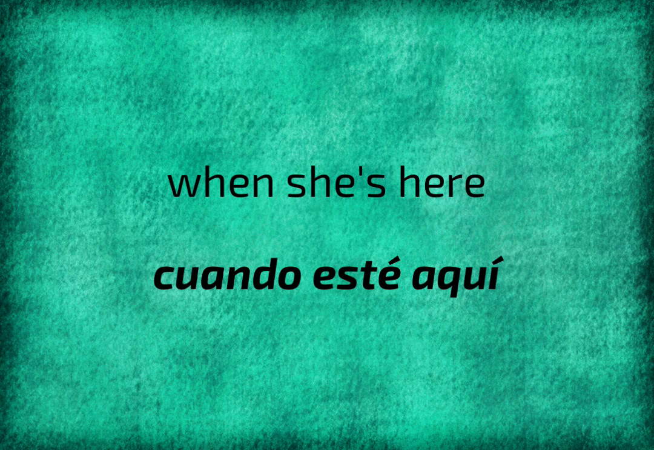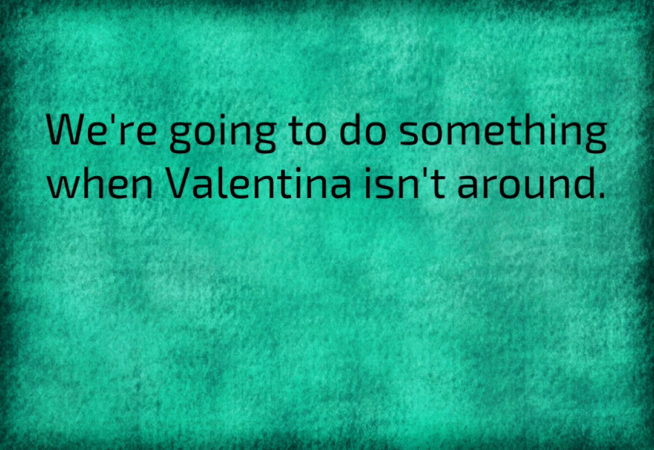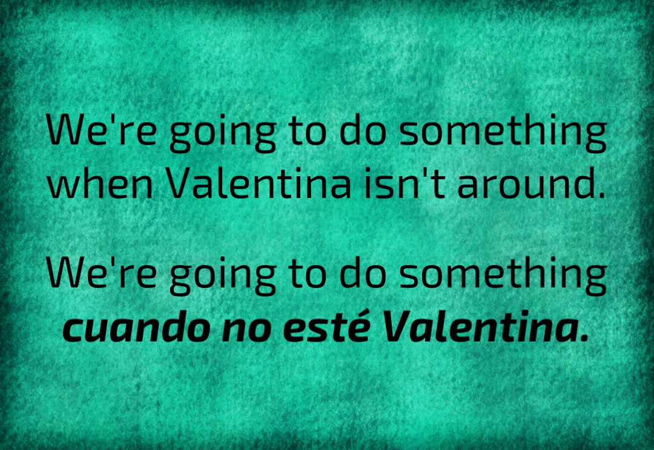Now, if you change the sentence around and replace cuando with almost any other conjunction that we've learned, the mood changes back to the normal verb mood. It wouldn't be a subjunctive after that. This is basically just a weird thing that cuando does. So here's an example. We're going to do something when Valentina isn't around. We're going to rephrase that as, we're going to do something cuando Valentina not be around. We're going to do something cuando no esté Valentina. Vamos a hacer algo cuando no esté Valentina.